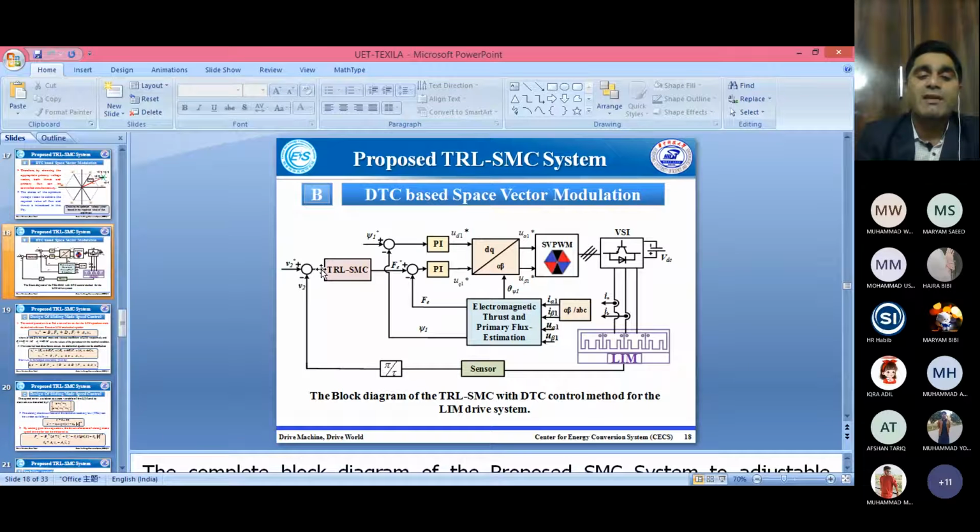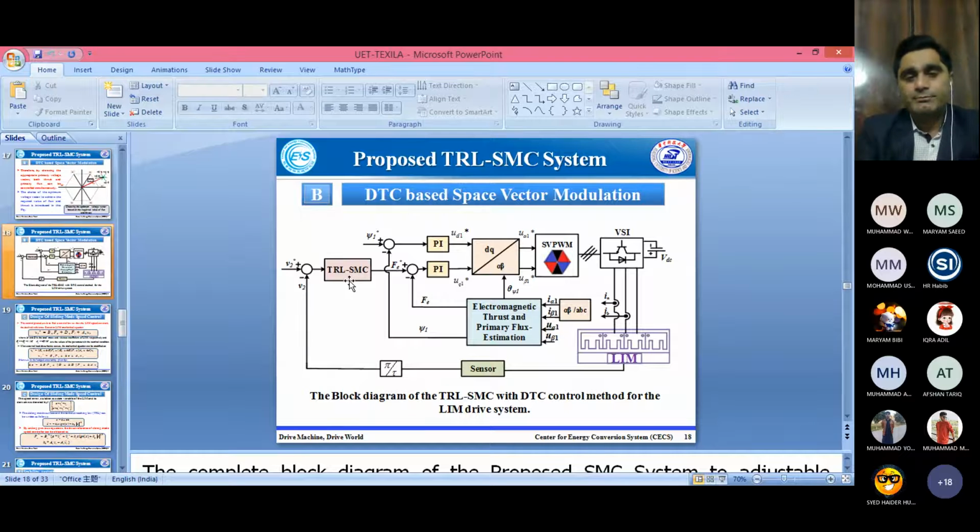This error can be regulated by any controller: fuzzy control, neural network control, sliding mode control, or PI control. Actually we are talking here about sliding mode control, because it is insensitive to parameter variation, very robust against load disturbance, and has superior properties to the PI controller. So here we will design sliding mode control for the speed loop, and for the thrust loop and the flux loop, the PI regulators would remain the same as conventional PI controllers.